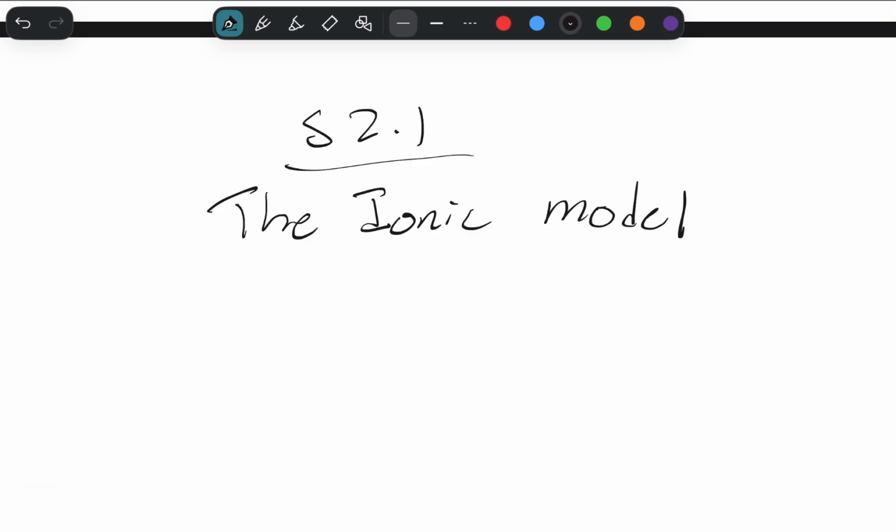Structure 2.1. So this is the ionic bonds. It's relatively easy to me, and it's pretty straightforward. So first thing we have to know is how ions are formed.